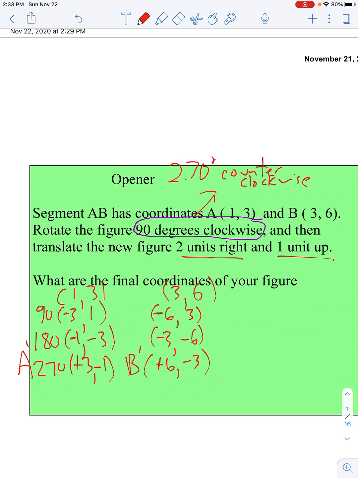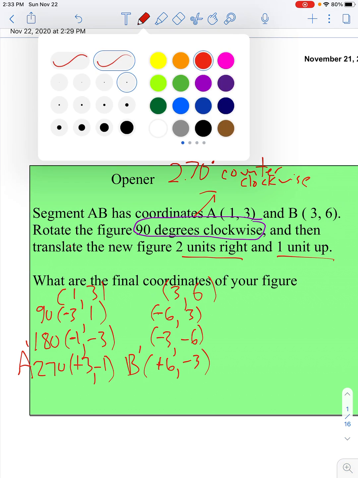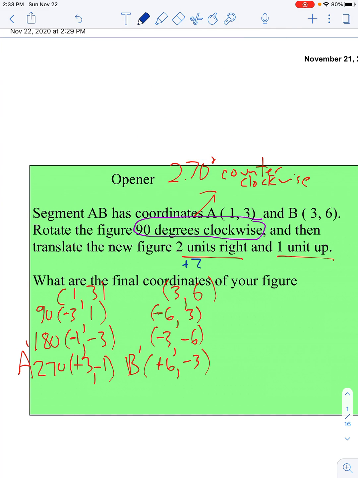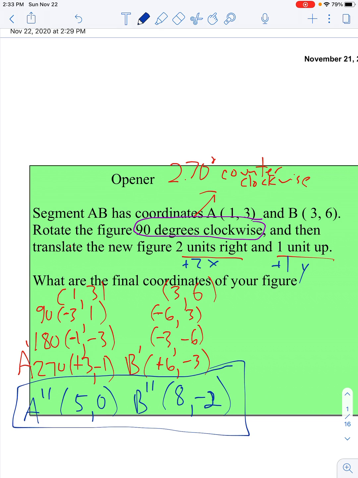From there, it says to translate it 2 units right and 1 unit up. So that means that we are going to add 2 to our X value and add 1 to our Y value. So our A double prime then is going to be at 5, 0. And B double prime is going to be at 8, -2. And then this is what you are going to be graded on come time for that chapter test.